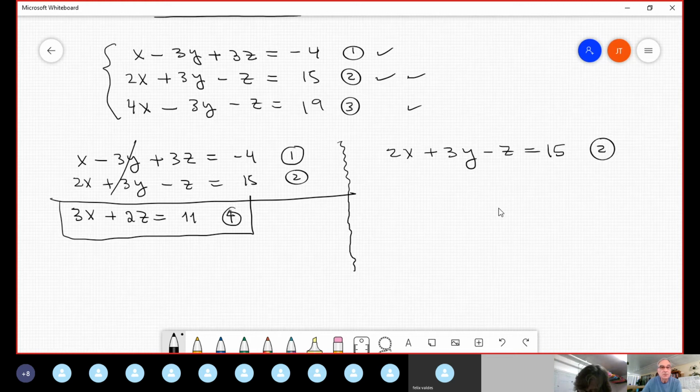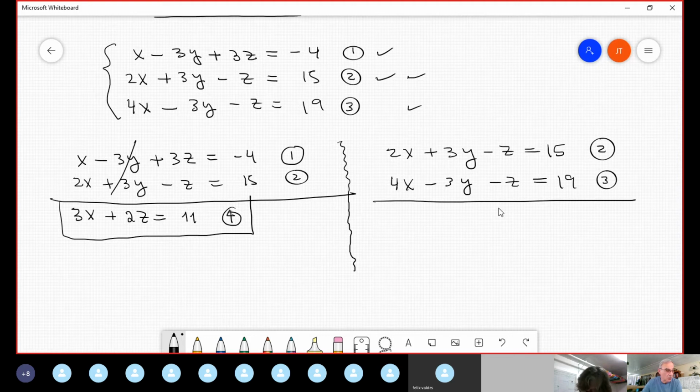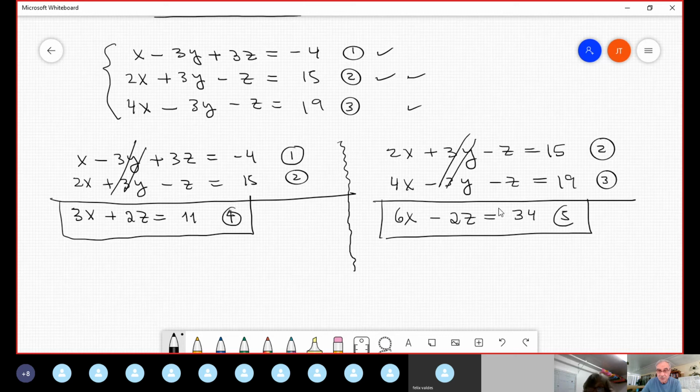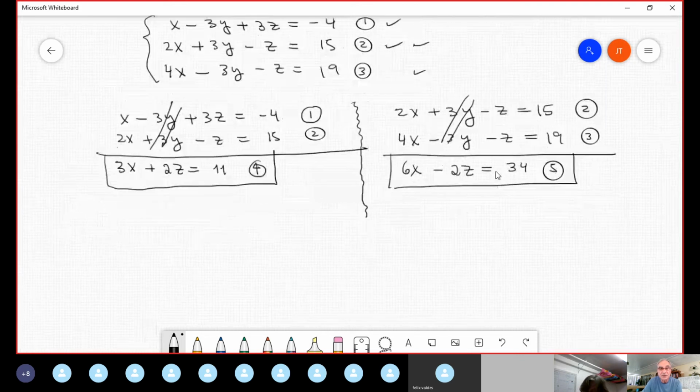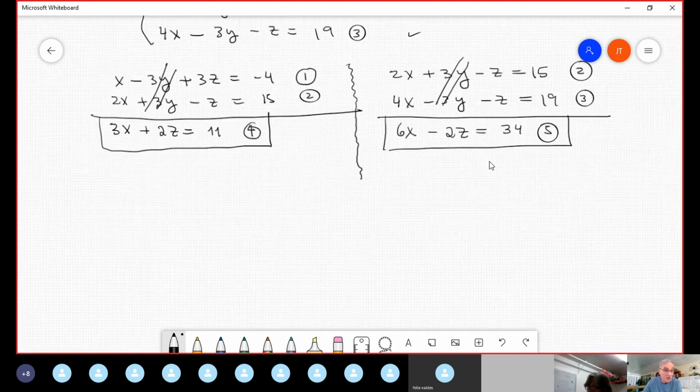It's equation 2. Equation 3. You add them by column, it's 6x. The y cancels. It's the same variable, it must be the same. See y here and y here. This is minus 2z equal 34. I want to call this equation 5. And at this moment, you have 2 new equations that have only 2 unknowns, x and z.